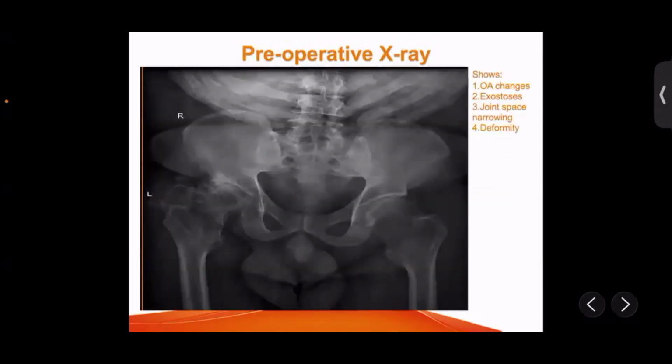So this was the pre-operative X-ray. So here we can see, yes, the left hip is also very dysplastic, but then once again, you can go a little bit slow. Okay. Otherwise, sorry, sir. Yeah.